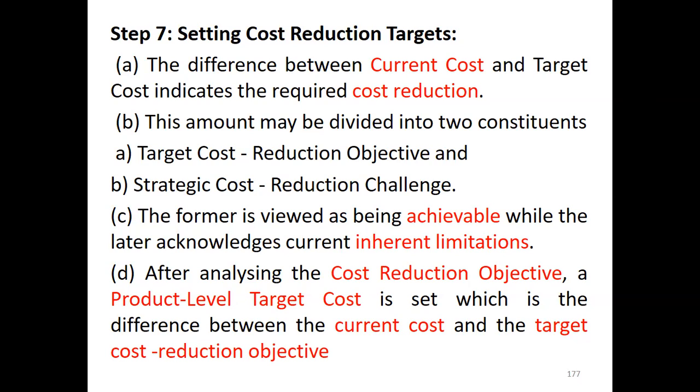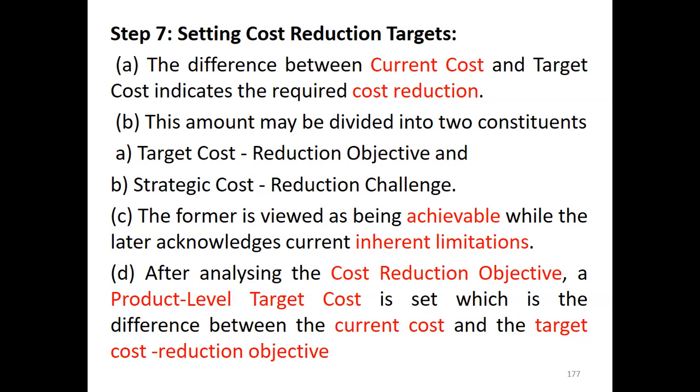And second one is the strategic cost. Strategic cost means what? It is the challenge in front of me, it may come into the picture or may not come into the picture. But target cost is the cost reduction objective. So this entire reduction target will be classified into two components. One is the target cost and second one is the strategic cost.